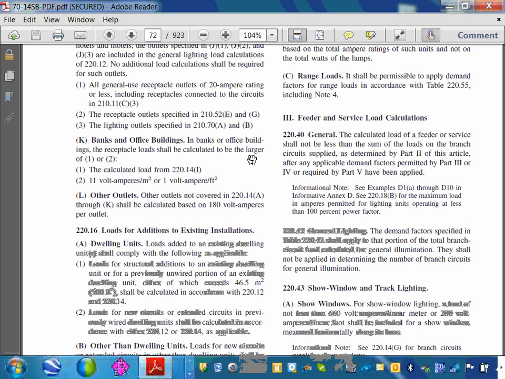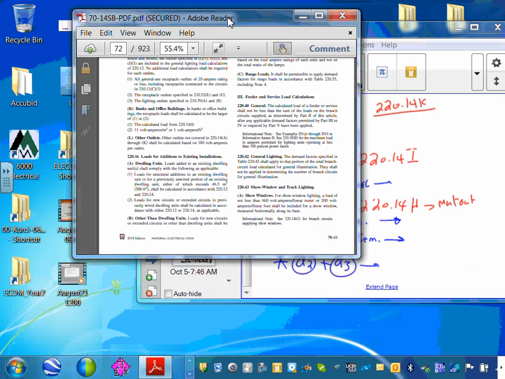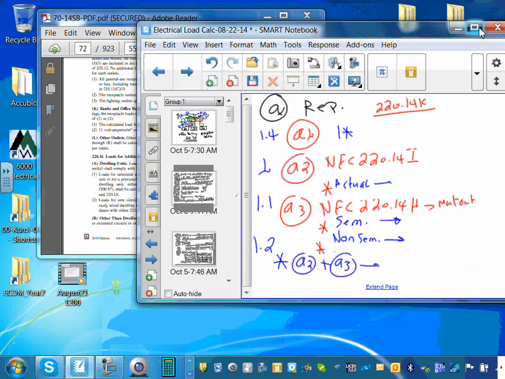It says banks and office building, 1 volt amp per square foot. Can you guys see that? Right in here. Okay, that's what we're doing. You guys see that? Yes, but that's not for receptacle though. For receptacles on lights, we're coming to that. Highlight that one, very important. Okay, so gentlemen, we got that.